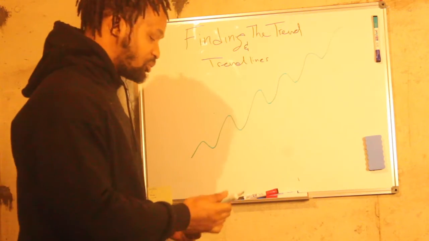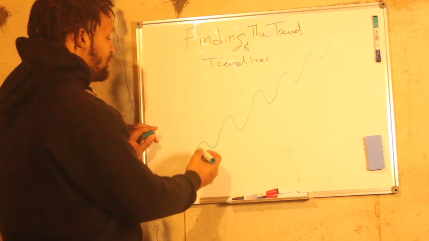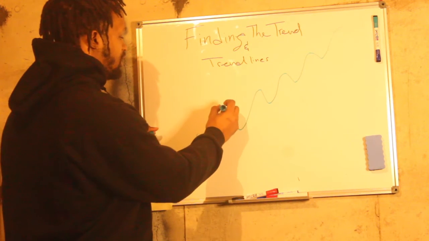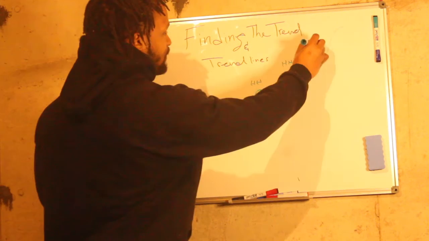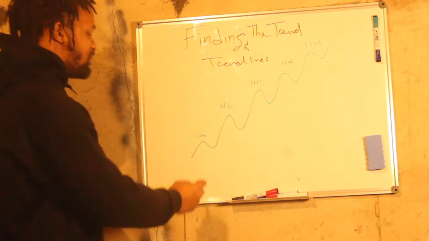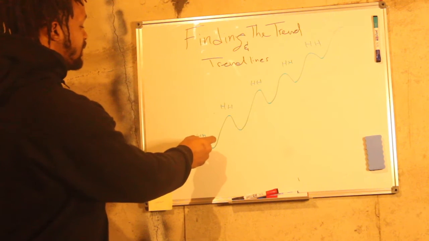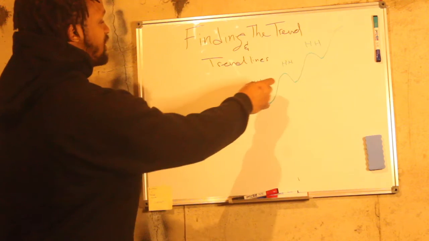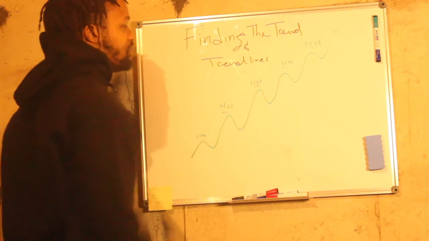With each uptrend you have a higher high. We call it the HHs, which basically means after the first high it makes, it comes back down, makes another high, right? And it comes back up and makes the other high higher than this high, and so on and so forth.